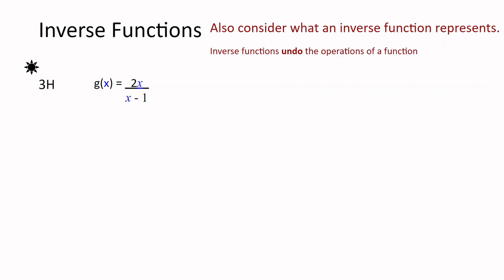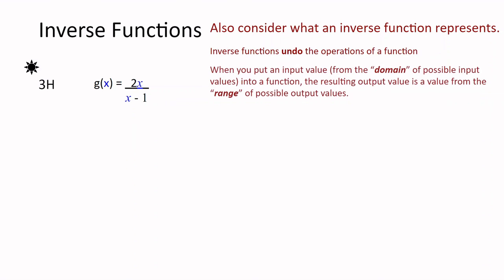This is going to have some implications on the possible input values as well as the possible output values of different functions. When you input a value from the domain of possible input values into a function, the resulting output value is a value from the possible range of output values. So the word domain refers to the possible input values and the word range refers to the possible output values of a function. The domain for any function, so the values we put into a function, becomes the range of its inverse function.